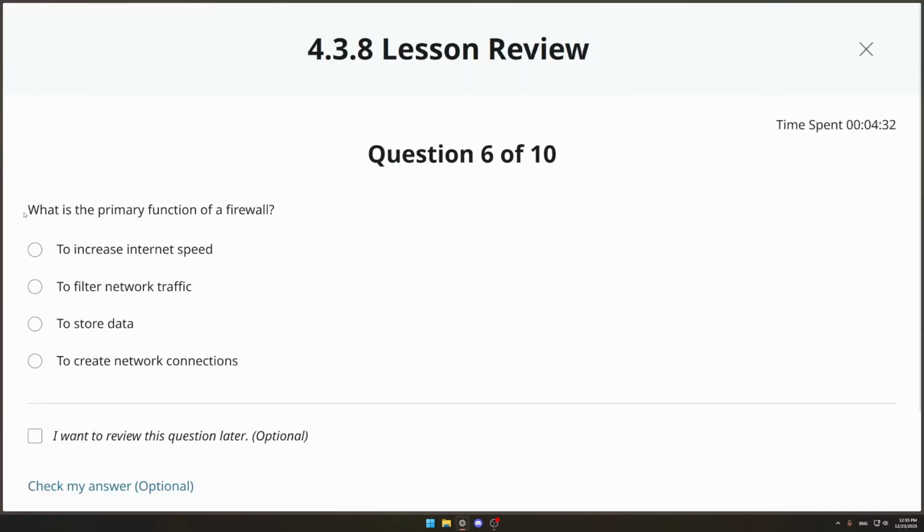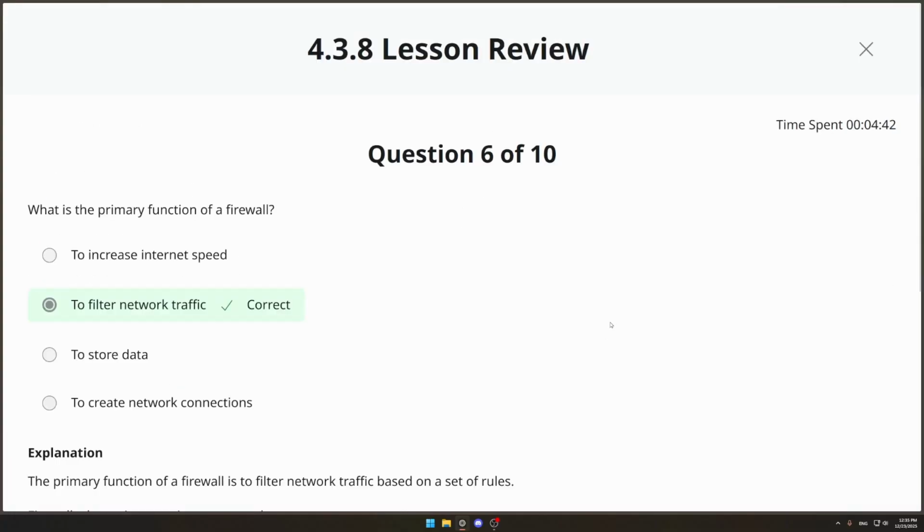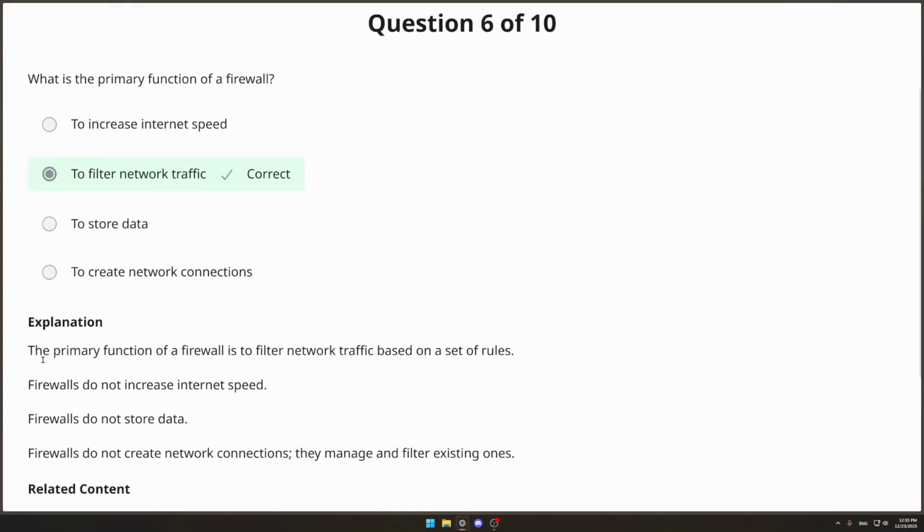What is the primary function of a firewall? It is to filter network traffic. Right? Yes. The primary function of a firewall is to filter network traffic based on a set of rules.